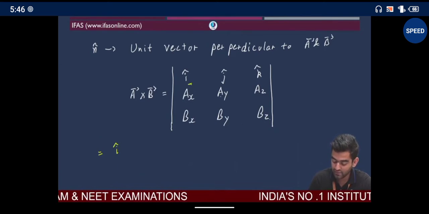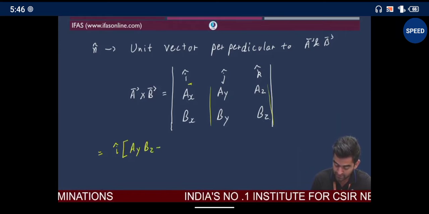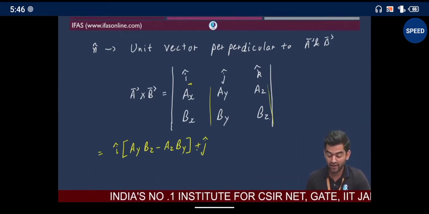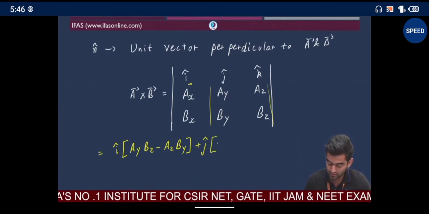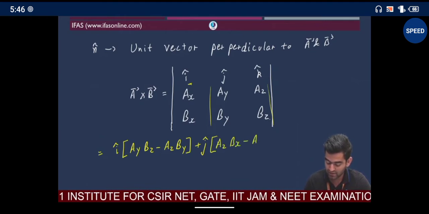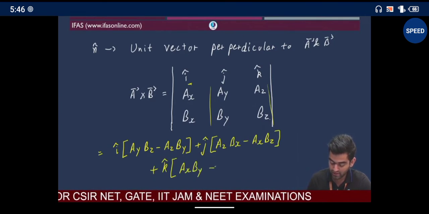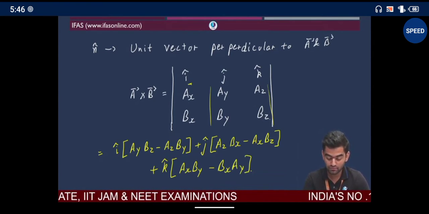Let's say for the I cap, I simply have to solve this co-matrix. So it will give me AY BZ minus AZ BY, plus J cap. Some of you might already use negative here, but I'm going to take this first and this last, so that's how I'm going to use this as positive. So it will become AZ BX minus AX BZ, plus K cap. It will become AX BY minus AY BX. So that's how the cross product of these two can be evaluated. Now let's move further on.